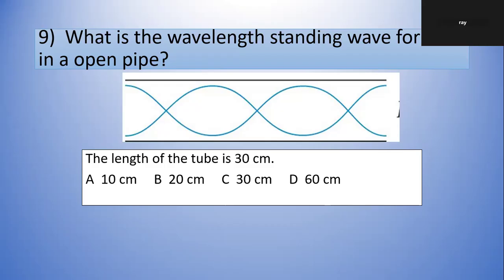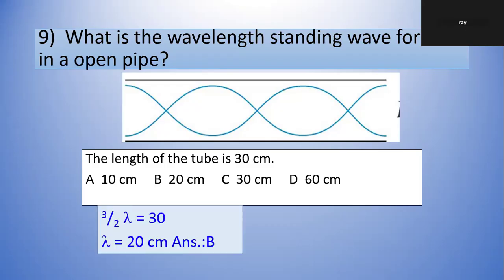Oh, okay. What is the wavelength of the standing wave formed in the open tube? 60. If we look at this curve, from here to here is one wavelength, another half a wavelength. So it's 1.5 wavelengths, 30. So it's 20 cm now, B.